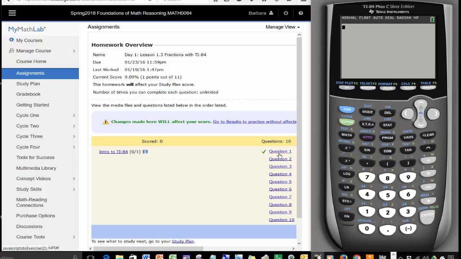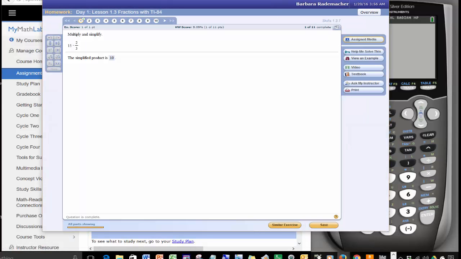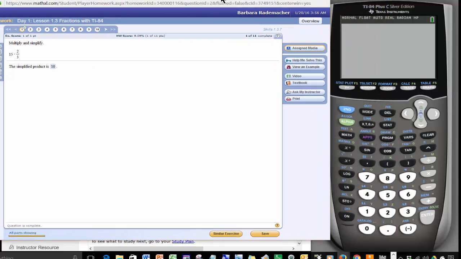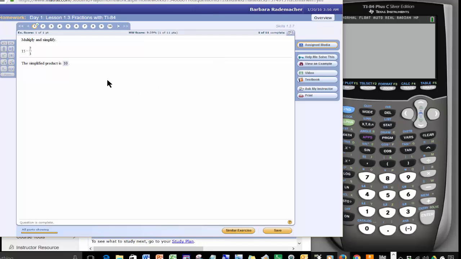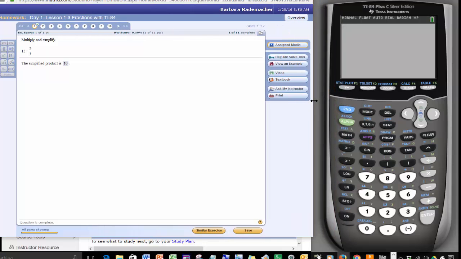So I'm going to turn that on. I'm going to click on question 1. And it says 15 times 2/3. So I come over here to the calculator. And I click on the 1 and the 5 for 15. Then the times button. Then 2/3 is 2 divided by 3. And I hit enter, and the answer is 10. So I come over here and the answer 10 is already there because I did that problem already.